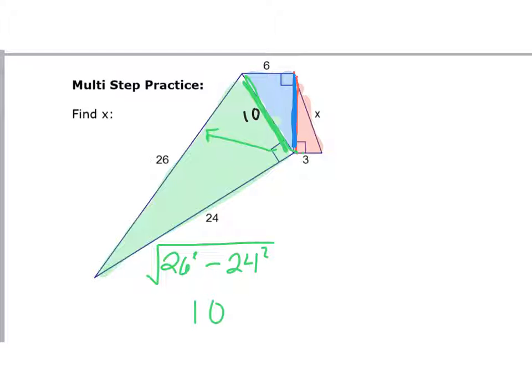Okay? So now if I come back to my blue triangle, I can find the missing side of my blue triangle. Is that missing side on the blue triangle a leg or a hypotenuse? A leg, so am I going to add or subtract? Subtract. Which one goes in first? 10 squared minus what else? 6 squared. Square root of 10 squared minus 6 squared is?